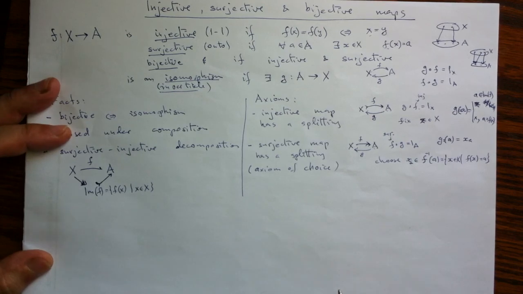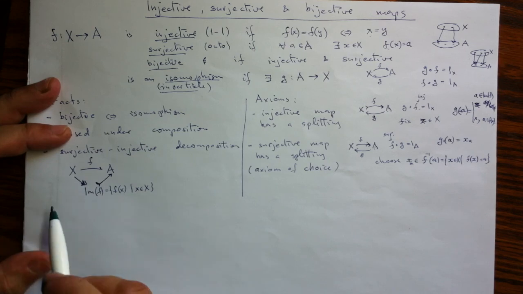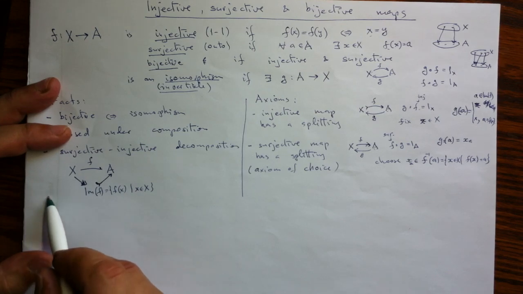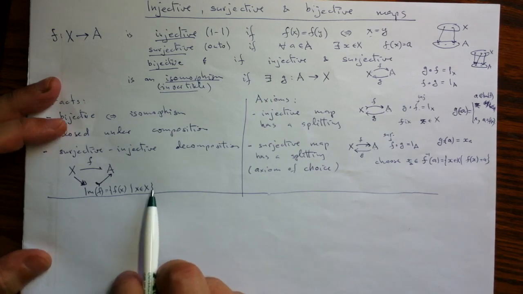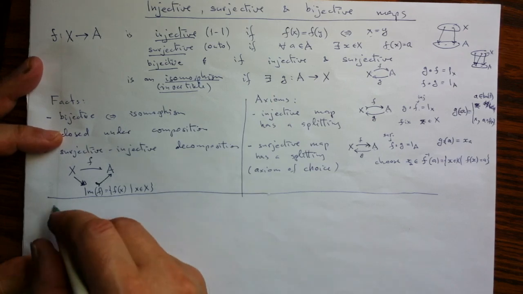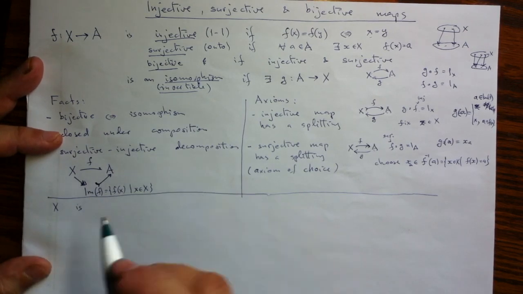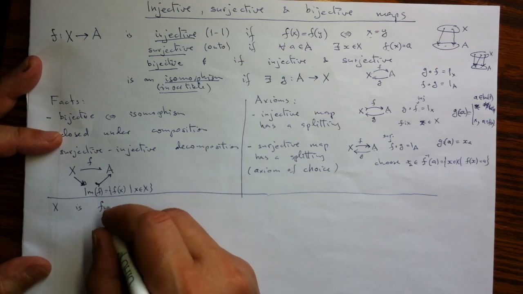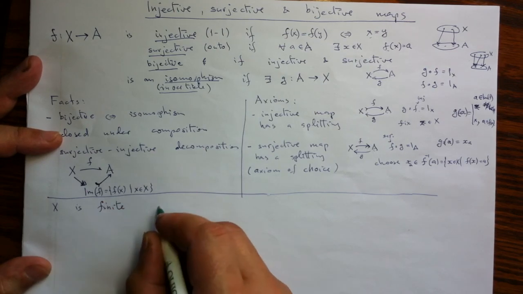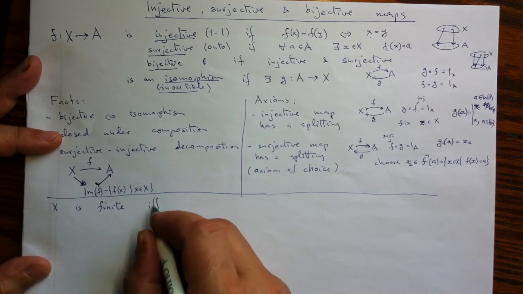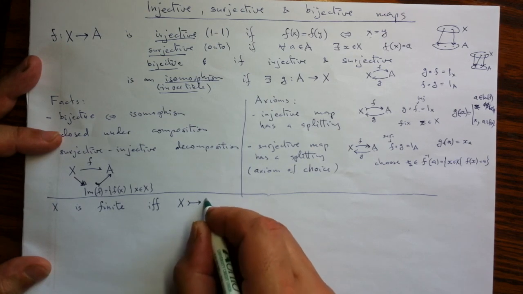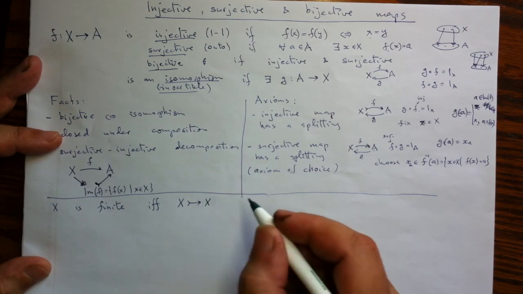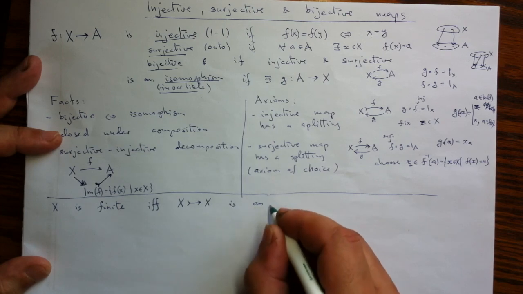And of course, for finite sets, they are more straightforward. So here is actually a way of singling out finite sets among all other sets by using these concepts of injective, surjective, and bijective. We could even define finiteness in an abstract setting, and say that X is finite if and only if any injective map from that X to itself is an isomorphism.